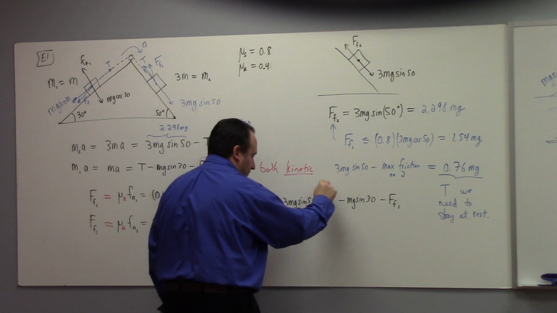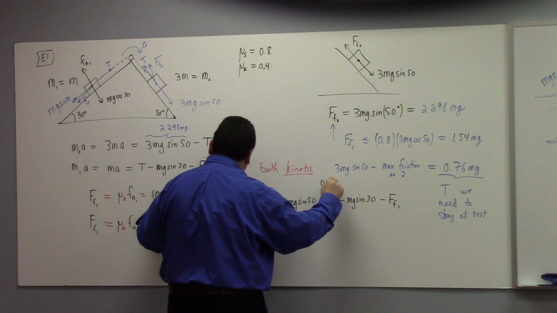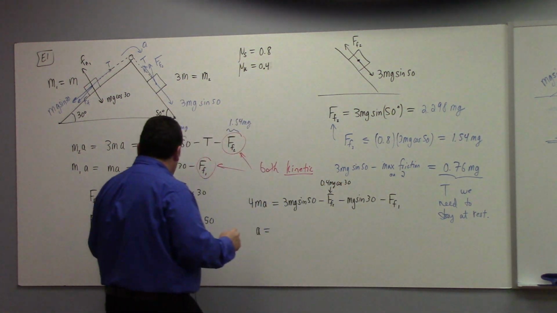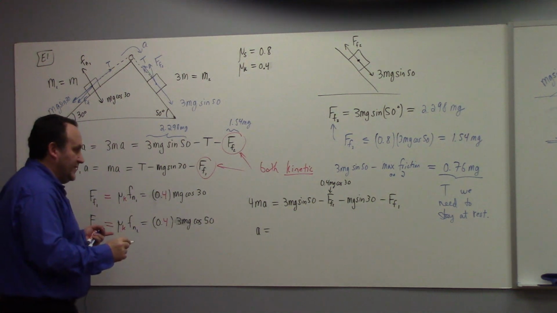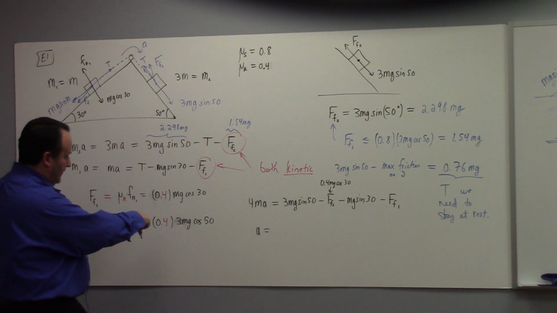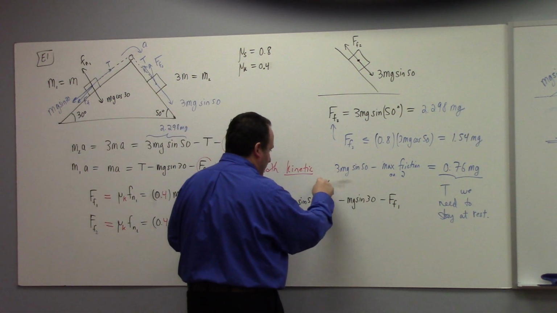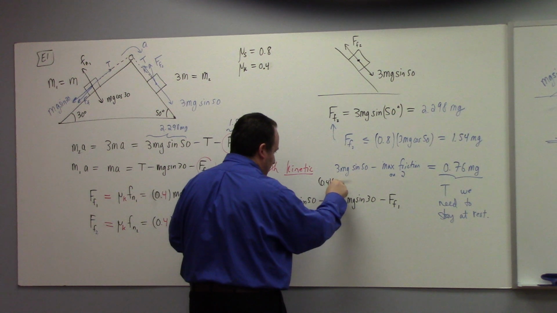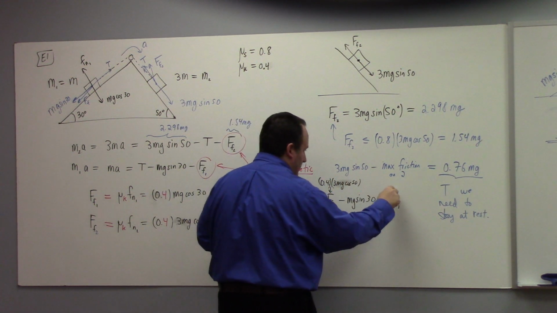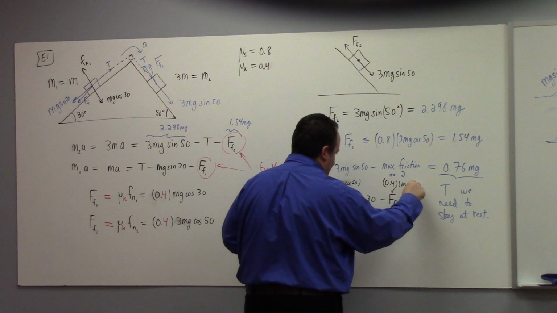and keep in mind that this is what? We just wrote it here, 0.4 mg cosine 30. And the other one's 0.3. Oh, excuse me, that's bad. That was on 2, right? On 2 is the one with 0.4 times 3 mg cosine 50. My bad. And this one here is 0.4 times mg cosine 30.